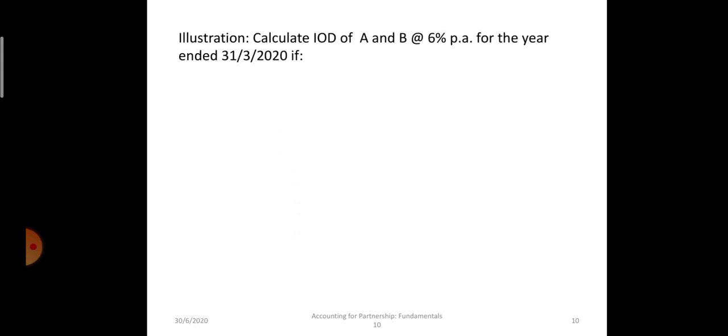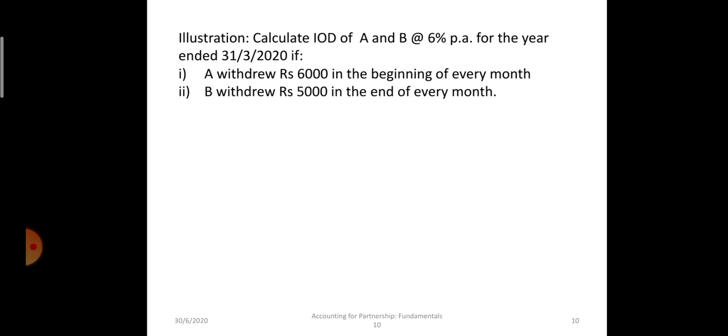Now see, let's take one example. Interest on drawing of A and B at the rate of 6% for the year ended 31st March. Here it is calendar year. A withdrew rupees 6,000 in the beginning of every month. So 6,000 into 12, it will be 72,000 rupees. B is withdrawing 5,000 at the end of every month. So 5,000 into 12, it is 60,000 rupees.